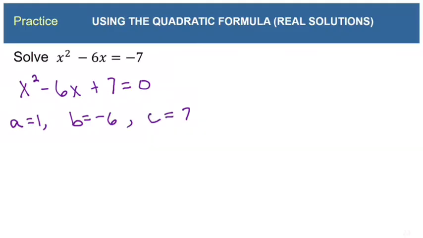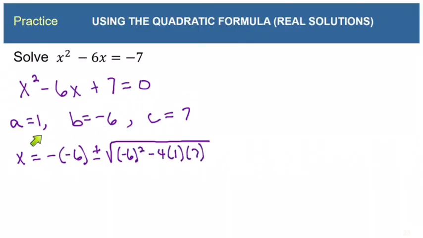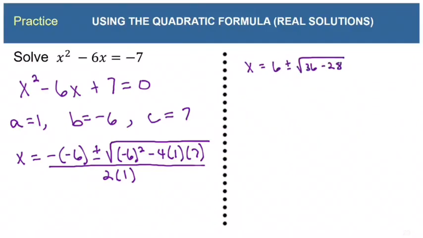And so now we'll plug into the formula. x equals negative b plus or minus the square root of b squared minus 4ac all over 2a. Of course, negative 6 is positive 6. Negative 6 squared is positive 36, and 4 times 1 times 7 is 28. So this is where we are. 6 plus or minus the square root of 36 minus 28 all over 2.